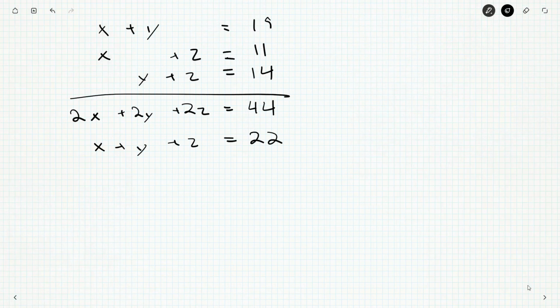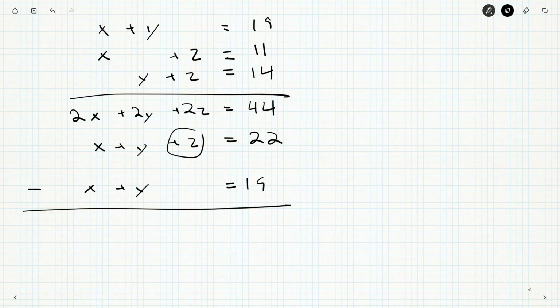And you might say, well, what good is that? You've put all 3 together. But now I can take each one of my already known formulas, so x plus y is 19, and subtract them, and it'll just leave the other variable out. So z is equal to 3. Because 22 minus 19 is 3. X minus x is 0, y minus y is 0, z minus nothing is still z.